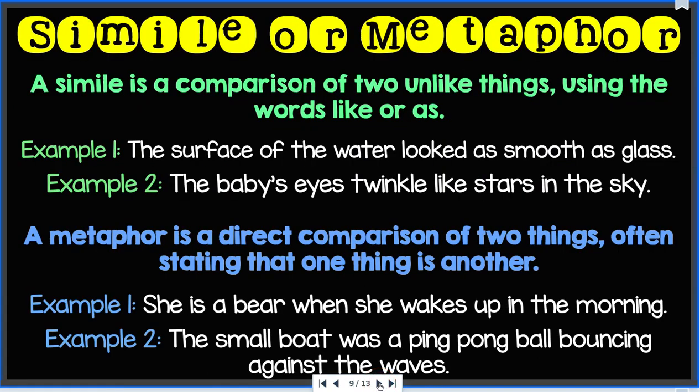Simile or a metaphor. A simile is a comparison of two unlike things using the words like or as. Example 1. The surface of the water looked as smooth as glass. Example 2. The baby's eyes twinkle like stars in the sky. A metaphor is a direct comparison of two things, often stating that one thing is another. Example 1, she is a bear when she wakes up in the morning. Example 2, the small boat was a ping pong ball bouncing against the waves. In all of those examples, we are comparing two unlike things, just in two different ways.